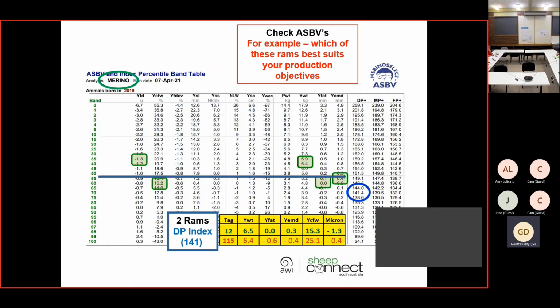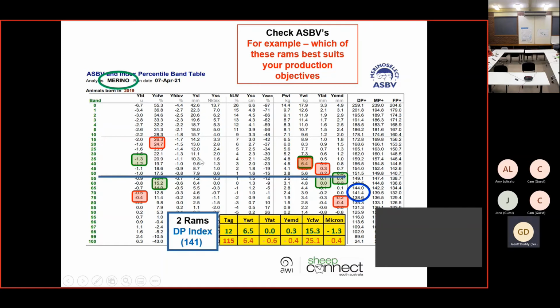Our second ram is probably going to tend to be a little bit broader compared to this one, the green one. He's a cracker when it comes to clean fleece weight. He's in the top 15 or 20% of rams in the database for growing wool. Very similar in growth, a little bit better in fat, but not as good in eye muscle as our green ram. So they're basically two different rams. If you want to focus on rams that are going to cut you more wool, this red one might be the way to go.